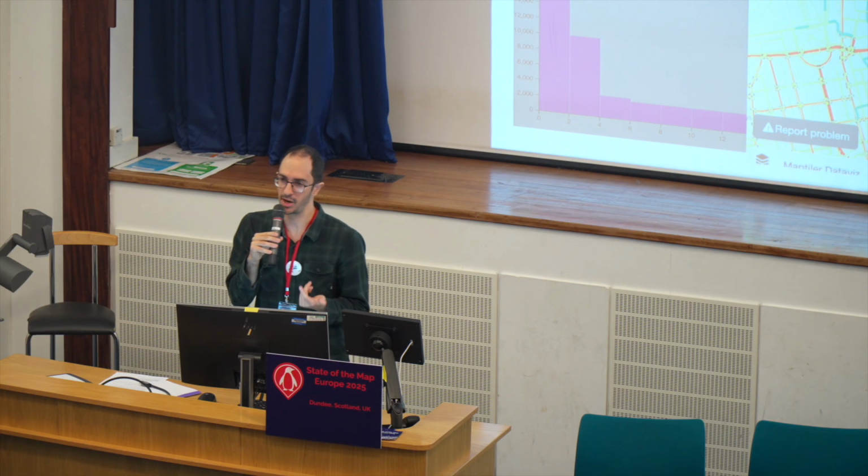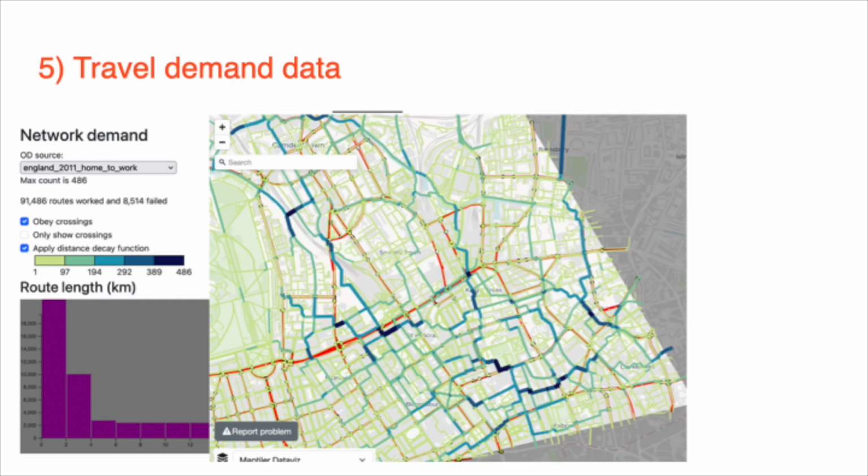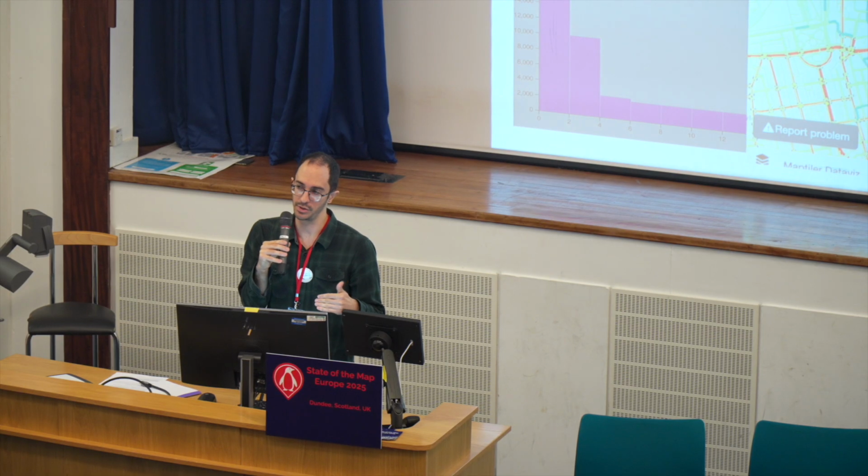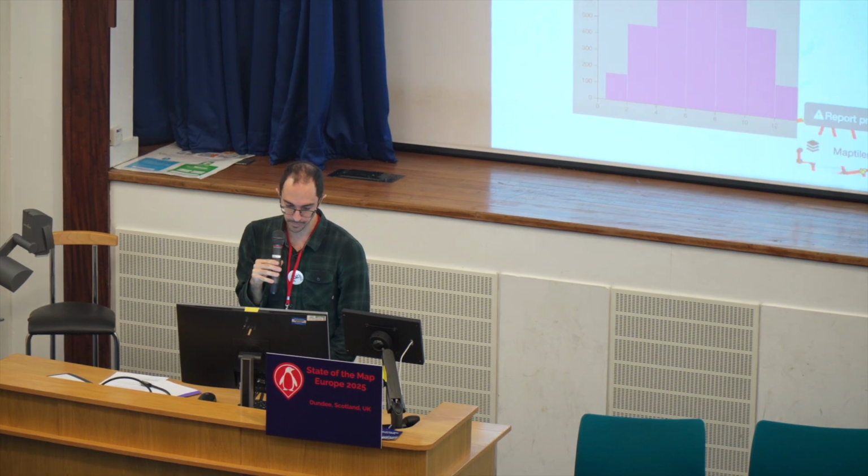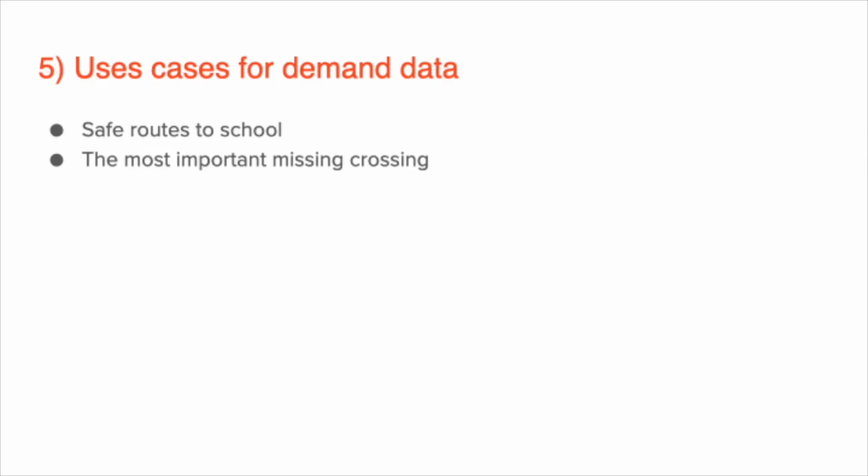If you happen to have something like travel demand data showing trips from home to work, then you can calculate the route that people are likely to take, and then discover things like streets that probably have a lot of pedestrian traffic, and also the crossings that are in use a lot, or the crossings that are missing. This has some applications for figuring out safe routes to school if you had information about where school children live, and this is something that's kind of an ongoing project.